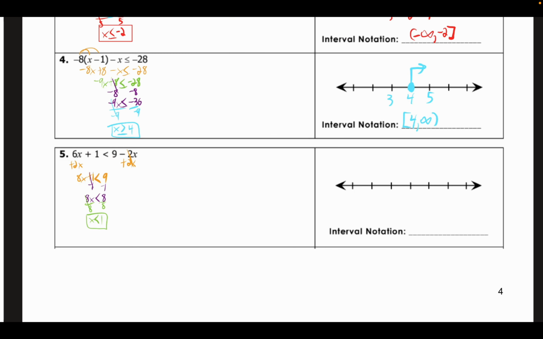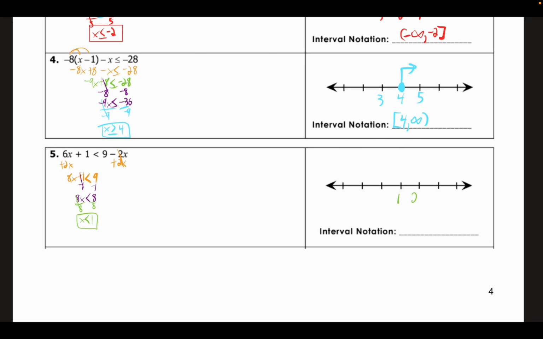I go to graph this, and I get 1 in the middle, 2 on the right, 0 on the left, open circle going to the left. And my interval notation is negative infinity, comma 1 with a parenthesis on each.